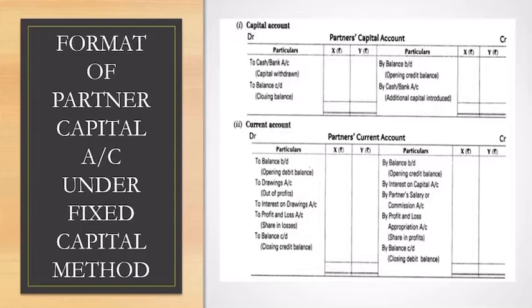And coming to the debit side of partner's capital account, here we can observe the capital withdrawal made by the partner and then the closing balance. Generally, the closing balance will be the difference between the debit and credit. So the closing balance is on the debit side. So this is a typical format of partner's capital account under the fixed capital method.